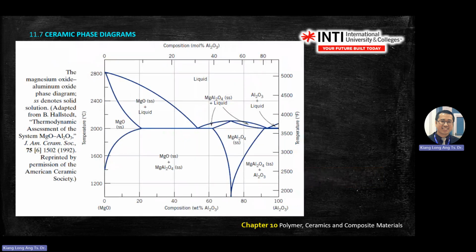The second one will be magnesium oxide, aluminum oxide. So you look at the bottom of the graph, it will tell you weight percentage of Al2O3, aluminum oxide, mixed with MgO, magnesium oxide, temperature, and so on. On the top is mole percentage. Okay, so if you already forgot what mole percentage is, go back to, I think, chapter 2 or chapter 3. Go back there. So here you should be able to tell where is peritectic, where is eutectic, and so on.